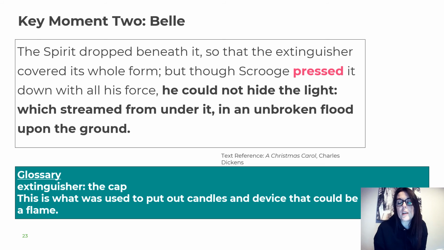So let's have a little look at this quote here. "The spirit dropped beneath it, so that the extinguisher covered its whole form. But though Scrooge pressed it down with all his force, he could not hide the light which streamed from underneath it in an unbroken flood upon the ground."